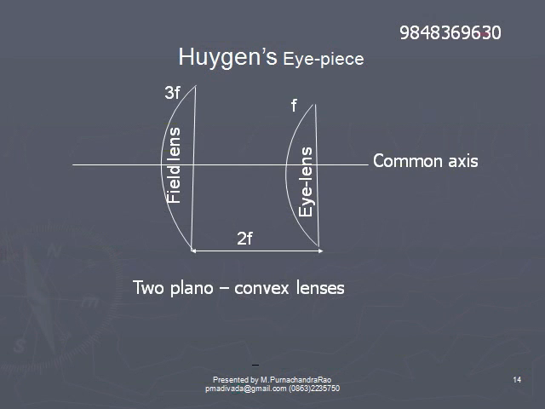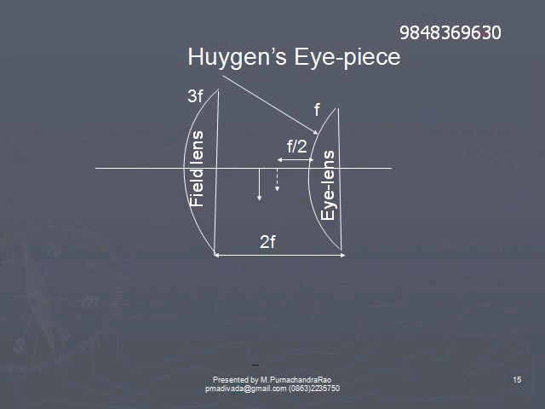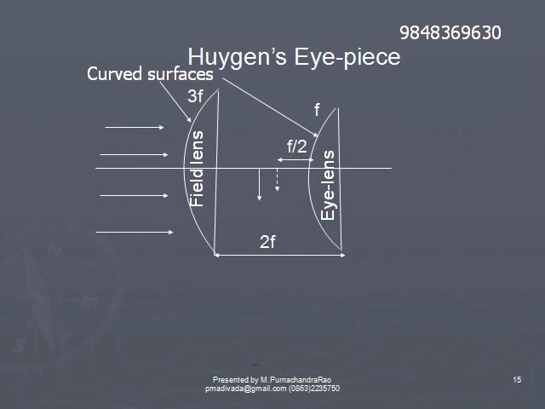They are arranged coaxially in a metallic tube, with the curved surfaces of both the lenses facing the incident rays, facing the object. This is a negative eyepiece.